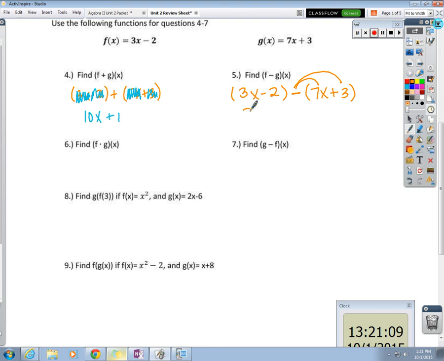Now this part is not affected, so it just comes down. But when you distribute this minus sign to the 7x, it becomes minus 7x. When you distribute it to the 3, that becomes minus 3. Now we're ready to combine like terms. What can be combined? Okay, so we have a 3x minus 7x, which is negative 4x. Now all we're left with is negative 2 minus 3, which is negative 5. So that's the final answer, negative 4x minus 5.